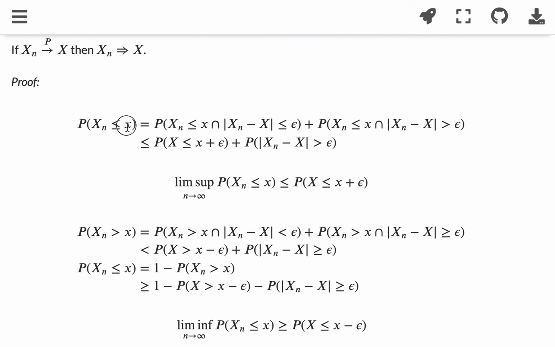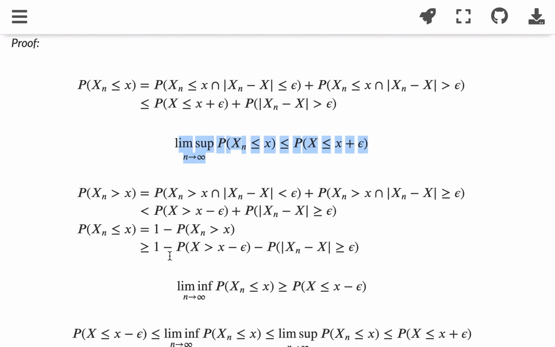The idea is simple. We're going to do a conditional split. The event Xn less than or equal to x, we intersect with the set where |Xn minus X| is less than or equal to epsilon, plus Xn less than or equal to x intersected with the set where |Xn minus X| is greater than epsilon. Then by rearranging, this is a smaller set than this set. So X less than or equal to x plus epsilon is a larger set than this one, and the same here. We're going to remove this term and be left with only this one, because this can just go to 0 as Xn converges to X in probability, and that will prove this inequality.